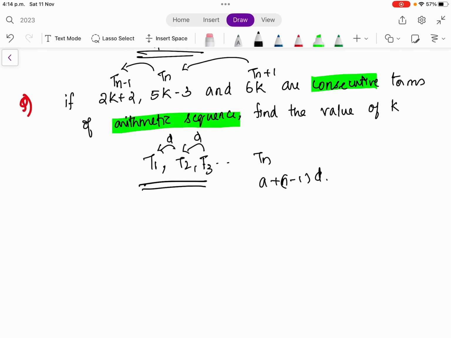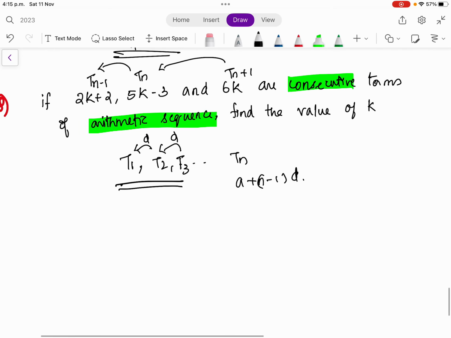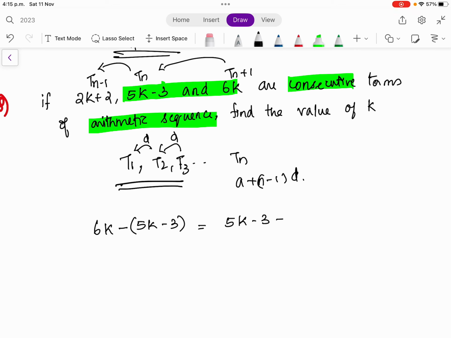Okay, so then what you can write is 6k minus 5k minus 3 is equal to 5k minus 3 minus 2k plus 2. Okay, I hope you understood this. Let me just explain once again.